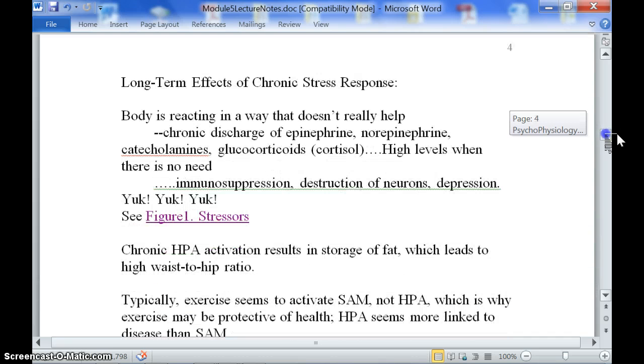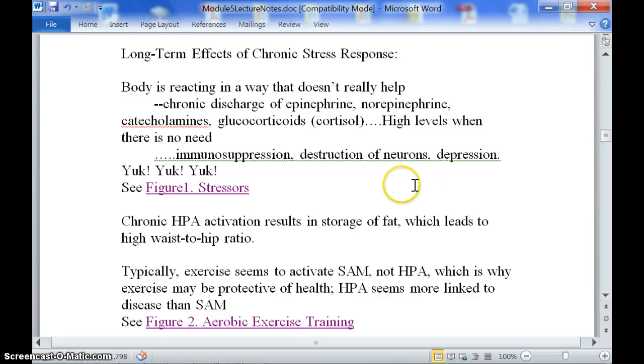Now, the long-term effects of this chronic stress response, as I've been hinting at, are not good. So you have to be careful about how you respond to stress. The body is reacting in a way that doesn't really help. You have this chronic discharge of epinephrine, norepinephrine, catecholamines, and glucocorticoids. You have high levels of these hormones running around your system when you don't really need them, and as we know, that leads to immunosuppression. It can even lead to destruction of neurons. It can lead to depression.